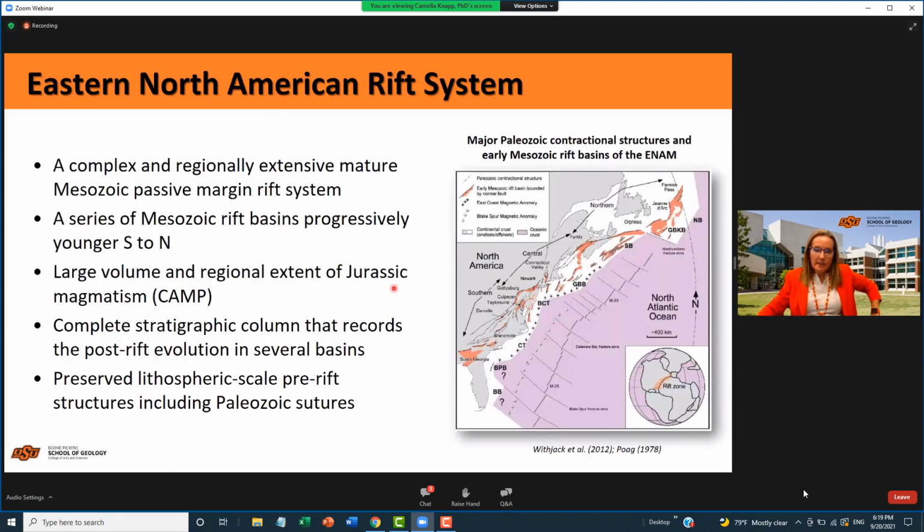Now, just briefly here about the geology of the Eastern North American margin. The geology of the offshore area of the southeastern United States is complex, and it was well summarized by Poag in 1978. Following the latest collisional event of Laurentia and Gondwana at the end of the Paleozoic, continental rifting began in the early Mesozoic as part of the breakup of Pangaea.